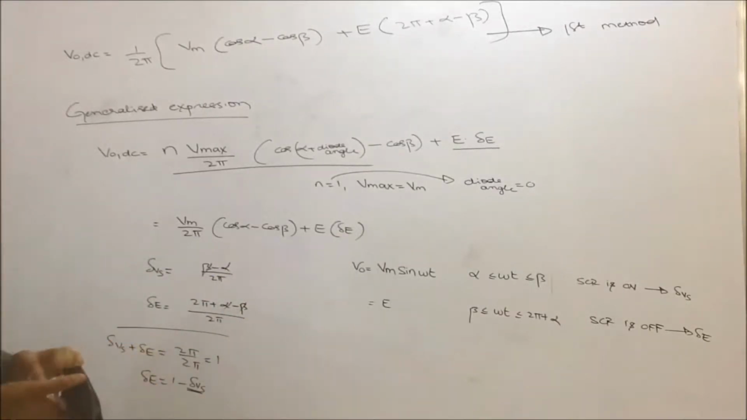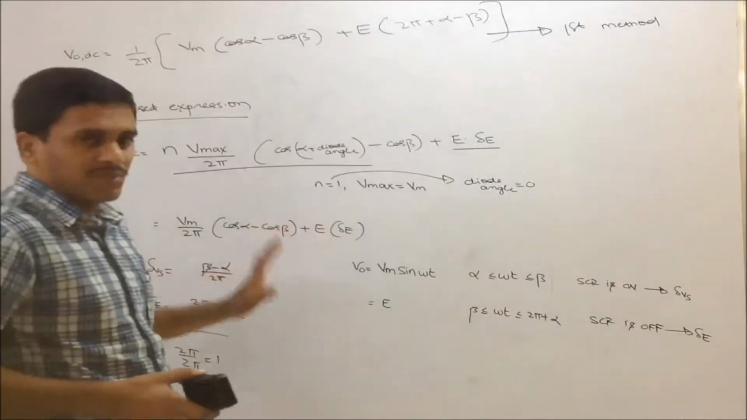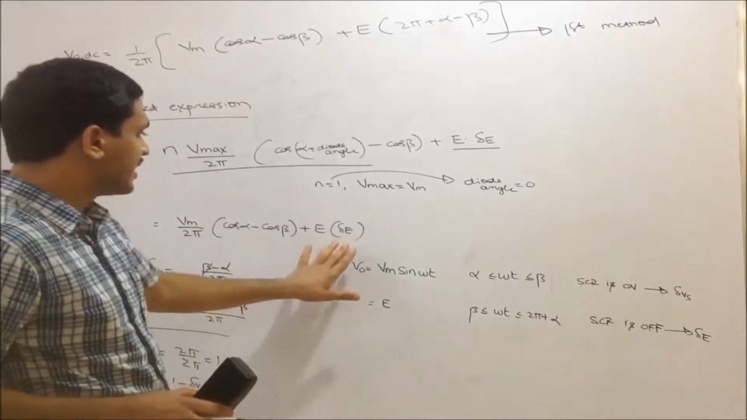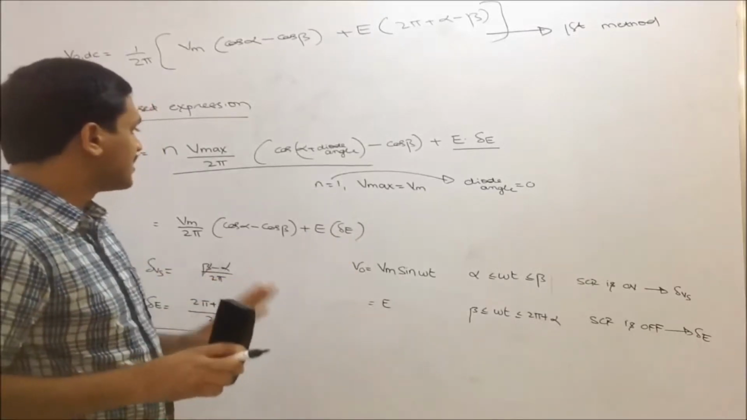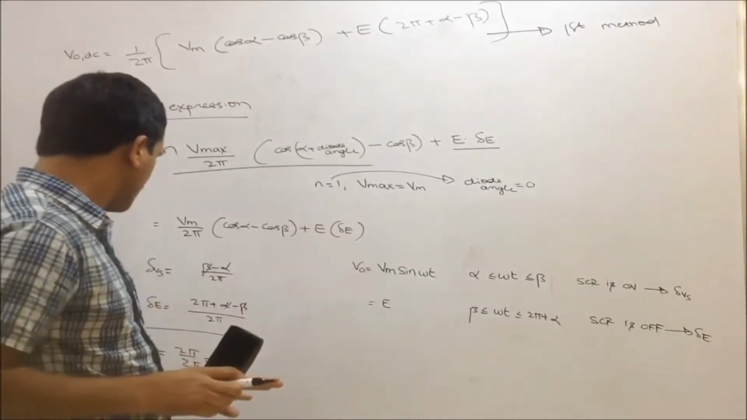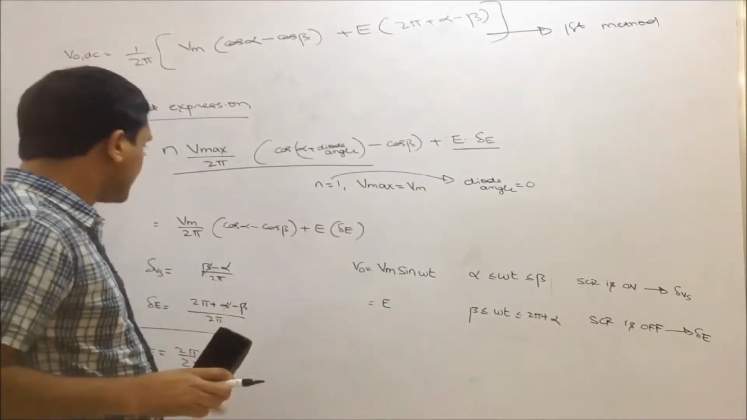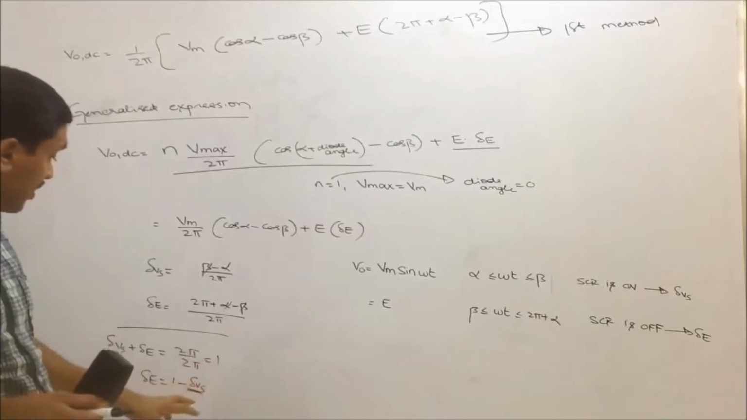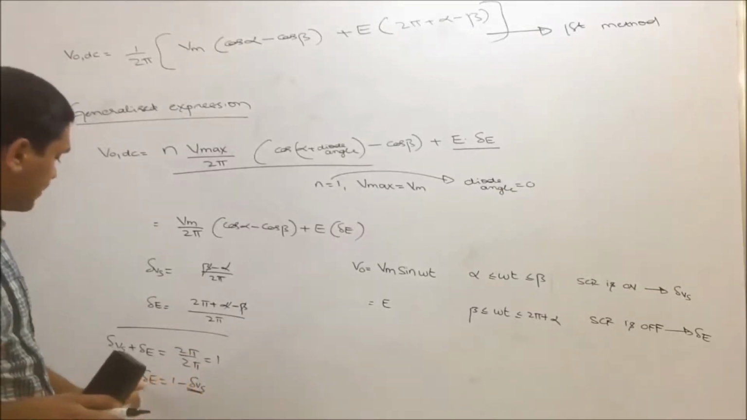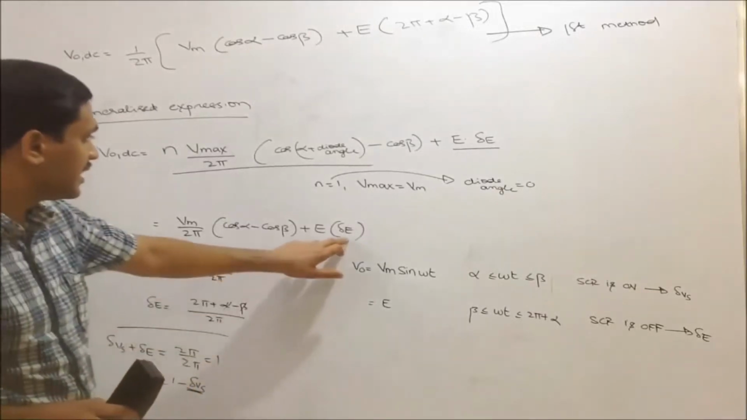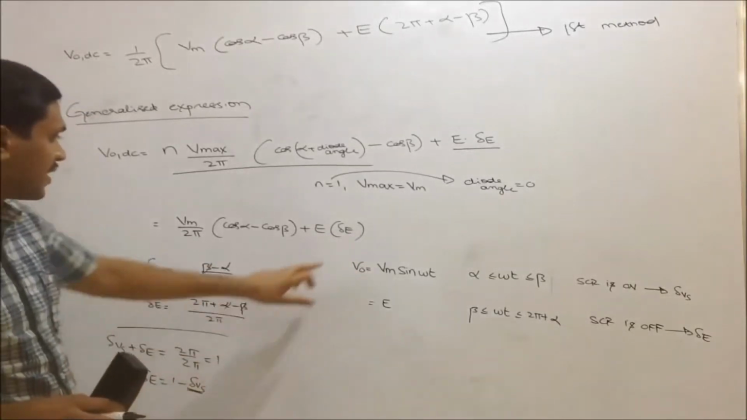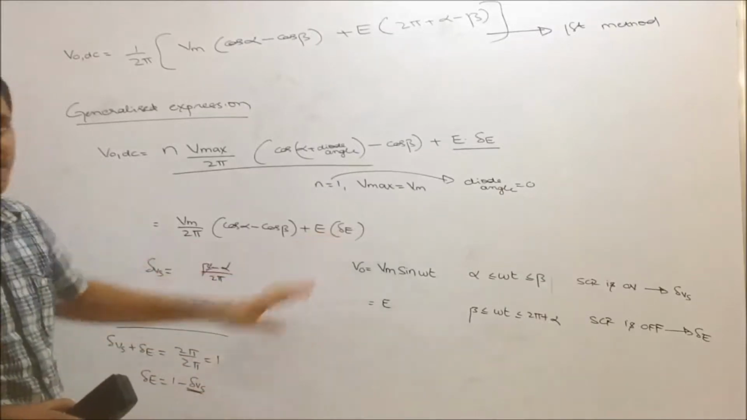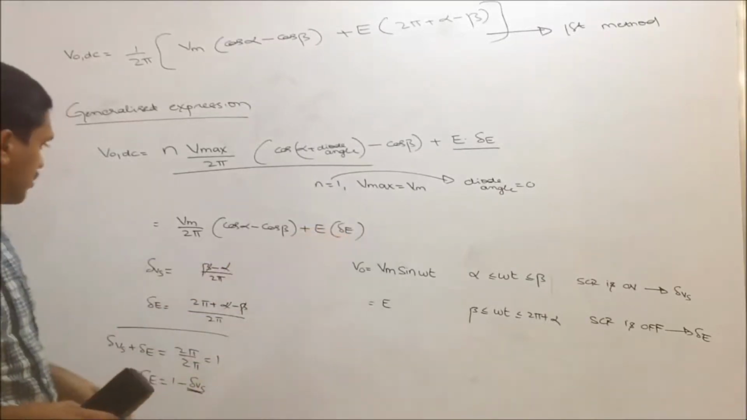This is a very important point. If you can simplify delta E directly, it is very good. But while solving problems, it is easy to write the expression for delta Vs. That's why I am converting this delta E into delta Vs, and writing delta E equal to 1 minus delta Vs. Otherwise, you can directly substitute delta E also.